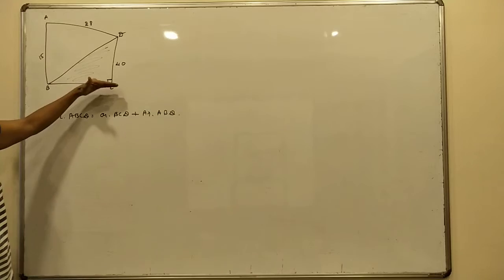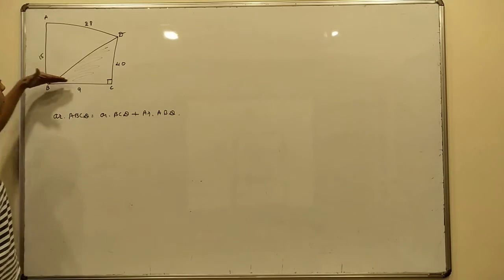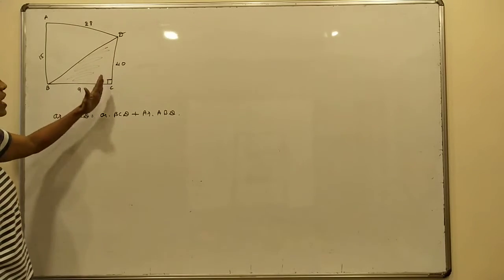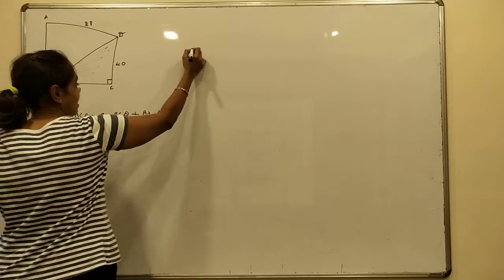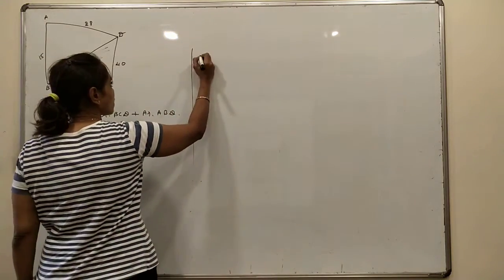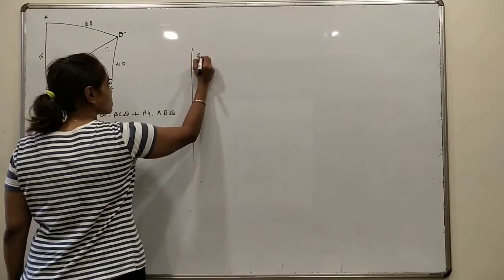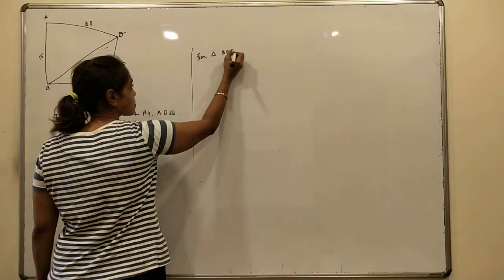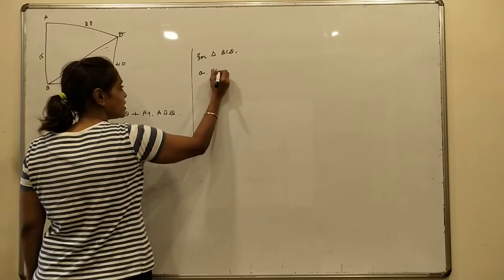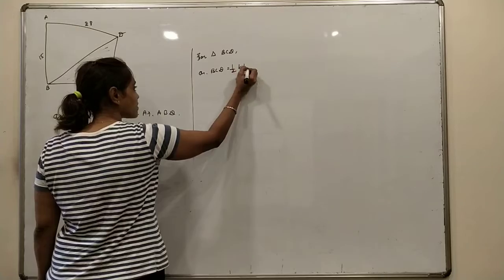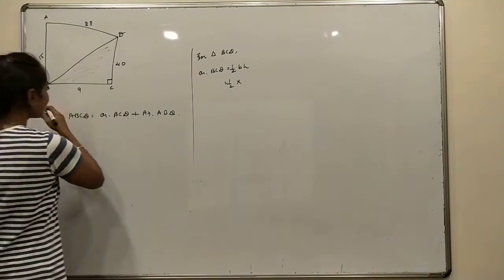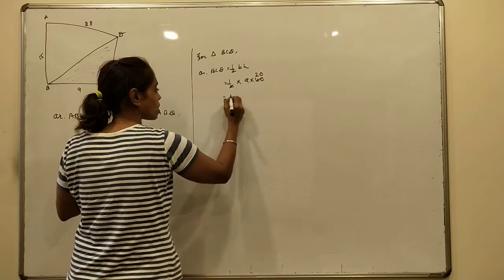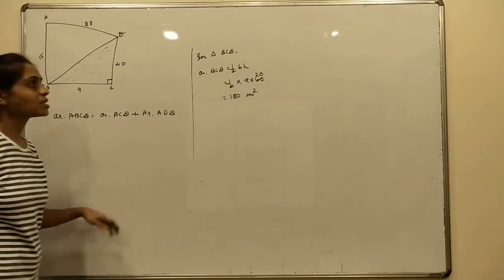Half of base: the side containing the right angle is the base, and the other side containing the right angle is the height. So 9 is the base and the height is 40. For triangle BCD, area of BCD is 1/2 of base into height. 1/2 of base is 9 into 40. That is 20, 180 centimeter square is the area of BCD.